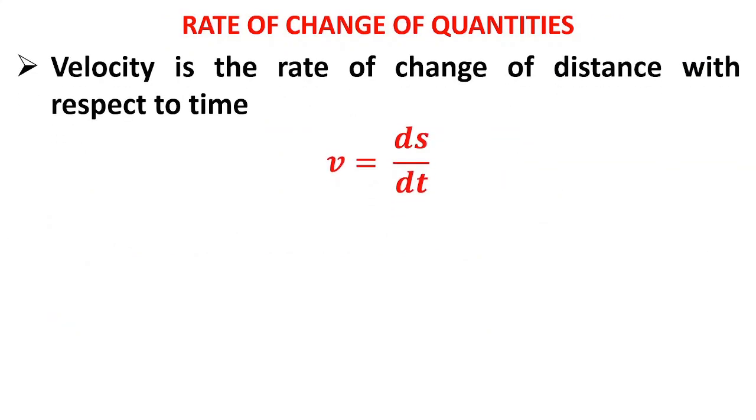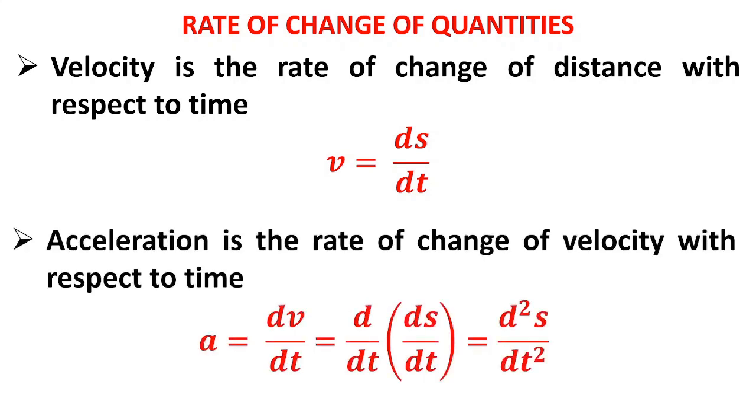I think in lower classes you have already seen what velocity means. Velocity is the rate of change of distance with respect to time. Therefore, when you want to write velocity as a rate measure, it is ds by dt. Similarly, what is acceleration? It is the rate of change of velocity. Therefore, it is dv by dt. Already we have v as ds by dt. Therefore, you have to differentiate the distance two times. The second derivative of the distance will give you the acceleration. For now, you are seeing how the derivative is used to get the velocity and acceleration.